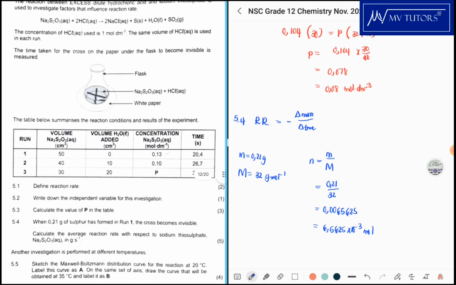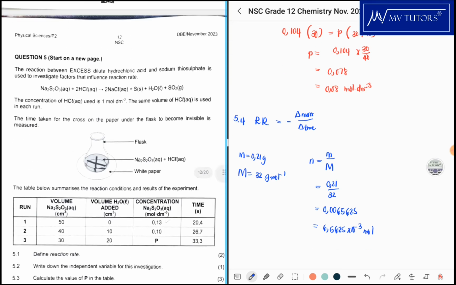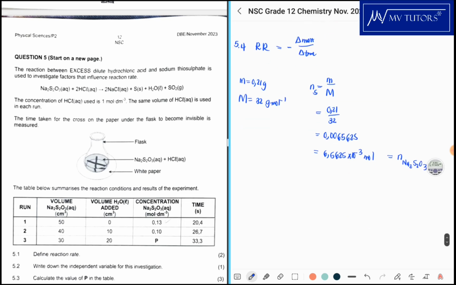Now, if we have a look at our balanced chemical formula, we see that we have 1 mole for sulfur as well as 1 mole for sodium thiosulfate. So this is also equal. This is the number of moles for sulfur, and it is also the number of moles for sodium thiosulfate. That's cool. We have the number of moles. Now what can we do with that? We can actually get the mass of sodium thiosulfate.